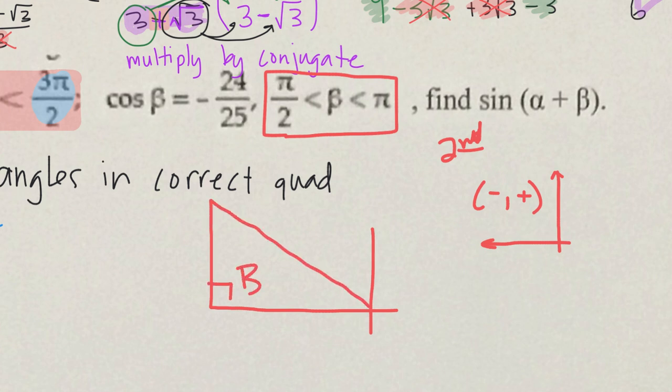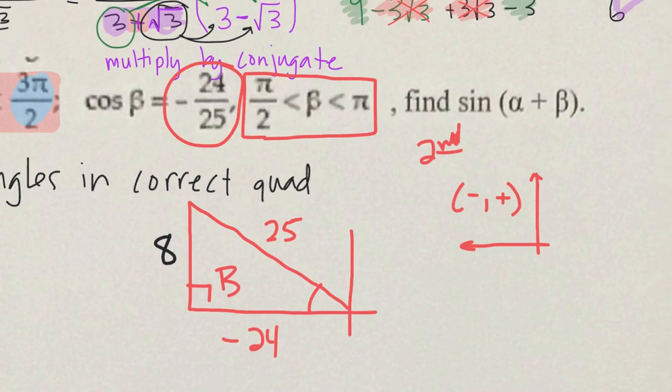This is triangle B, and I have a cosine of negative 24 over 25. So I have an x value of negative 24 and a hypotenuse of 25, because the hypotenuse is never negative. If I have a negative fraction, one of the two parts is negative, either the top or the bottom. In this case, it's the top, negative 24. And when I do the Pythagorean theorem, I find a missing y value of 8. Positive 8, because in the second quadrant, y is positive.